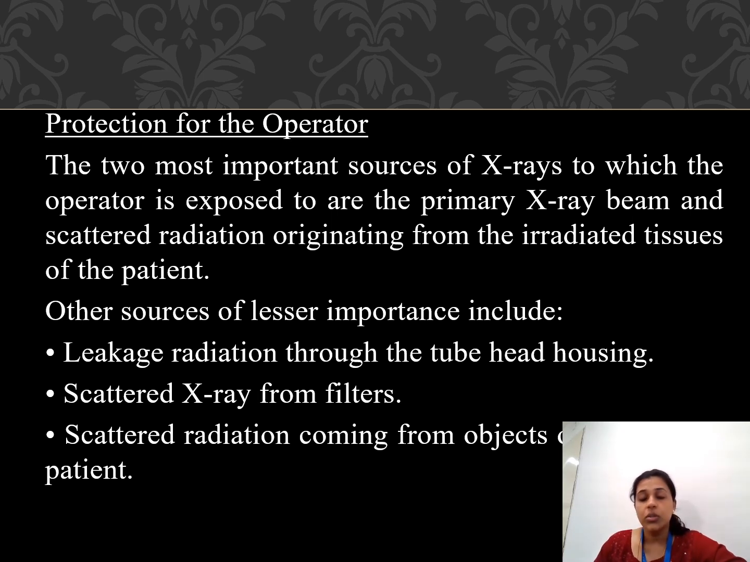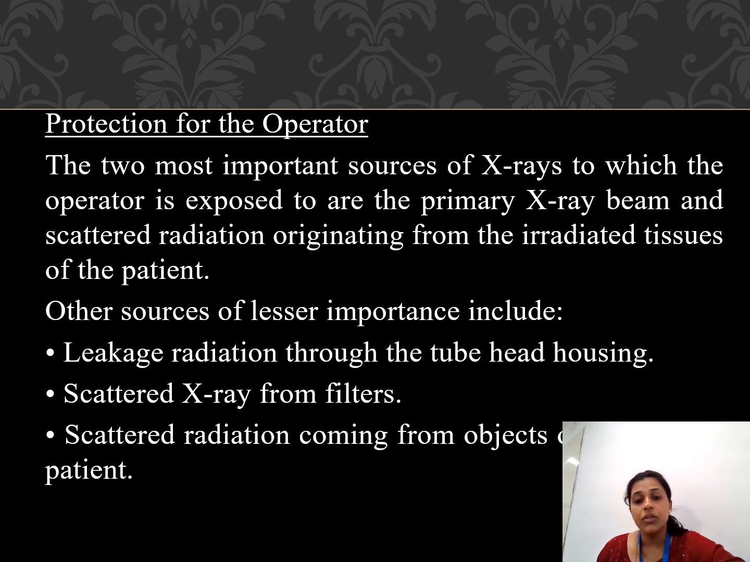So there are two most important sources of X-rays to which the operator is exposed. That is, first one is primary X-ray beam and second one is scattered radiation. So primary X-ray beam is the radiation originating from the focal spot, and scattered radiation is that coming from objects other than the patient, such as from the walls and the furniture where the primary X-ray beam strikes.